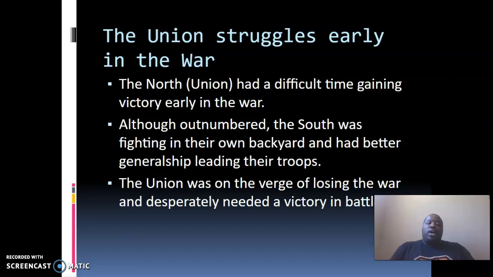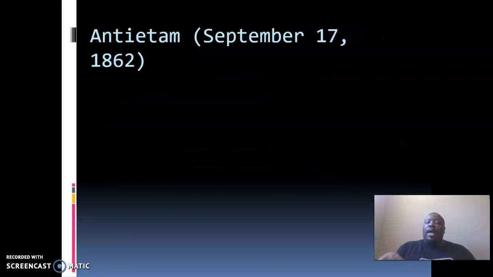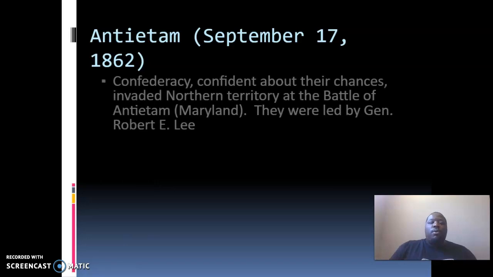So those few Union troops that were located in the South were completely outnumbered because they were not in their own neighborhood, if you think of it that way. They were fighting in someone else's neighborhood. And so they didn't have the protection of having all of the other troops there to help fight those wars and those battles initially. And so the Union was on the verge of losing the war and needed a battle that they had to win, and that came in the form of Antietam.